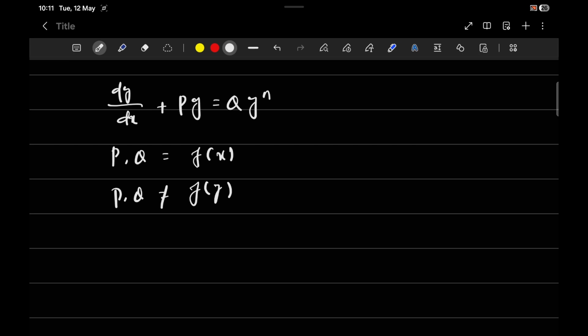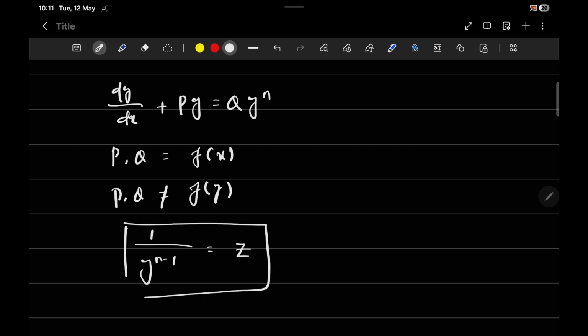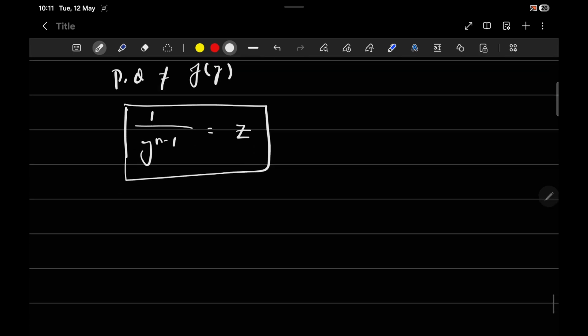So how can you do that? We have to reduce the equation into the linear form by substituting 1 by y to the power n minus 1 is equal to z. This is the substitution. So now what will you have to do?